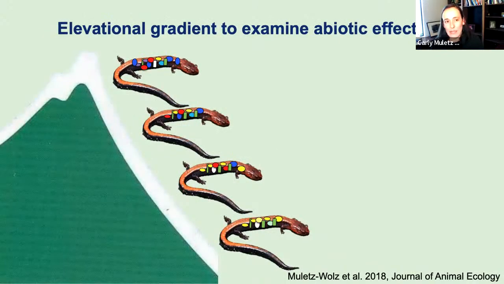One of the first studies I did during my PhD was looking at an elevational gradient to examine abiotic effects on the microbial community. So I went out to Shenandoah National Park and sampled redback salamanders across the elevational gradient there to look at their microbiome.